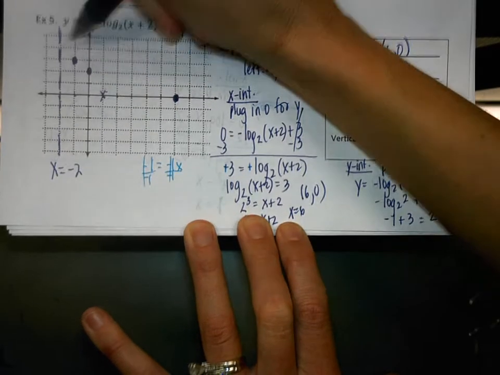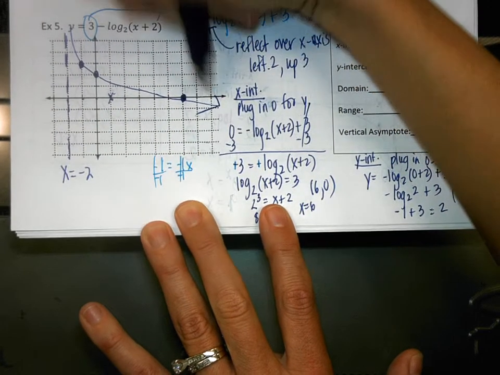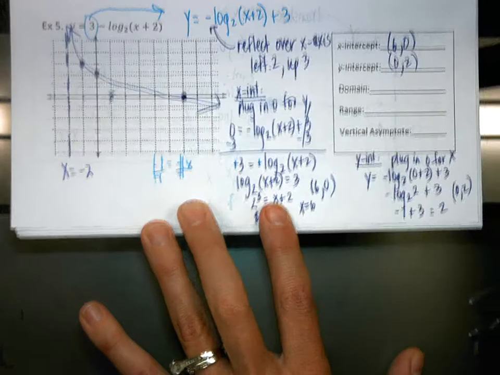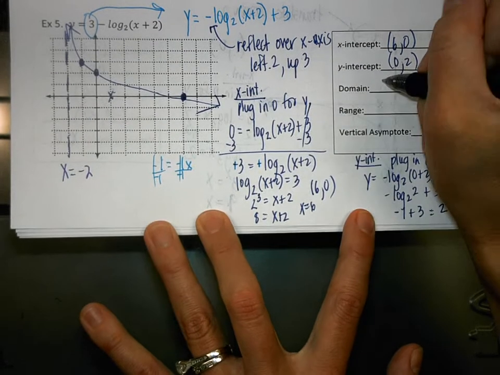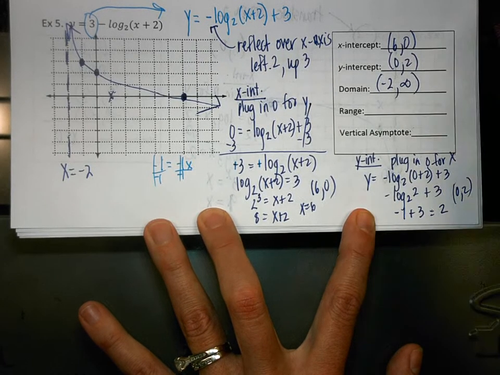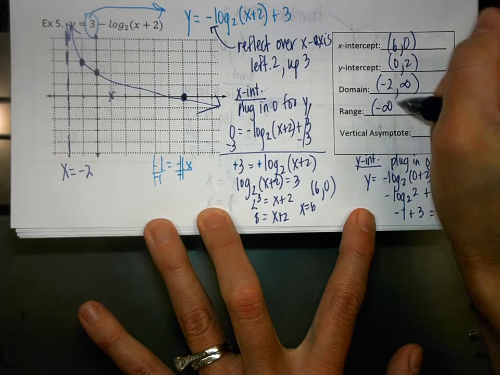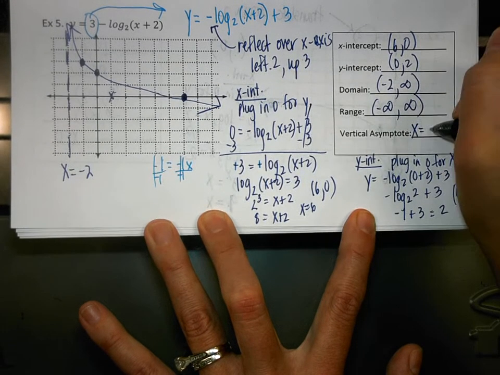And then because of the reflection, and plus we found all those points, we know that the graph curves like that. What's my domain? Very good, negative 2 to positive infinity. What's my range? Negative infinity to positive infinity. And my vertical asymptote is at? Any questions?